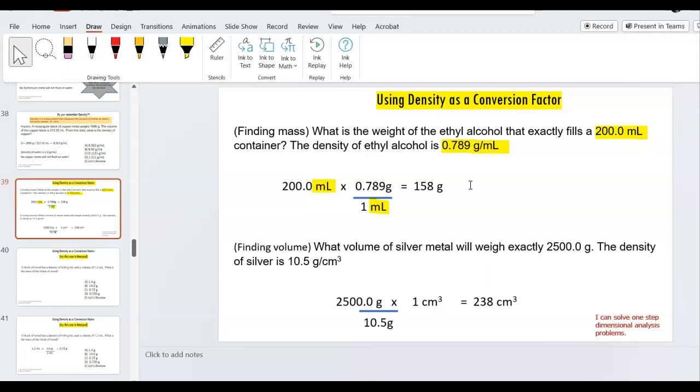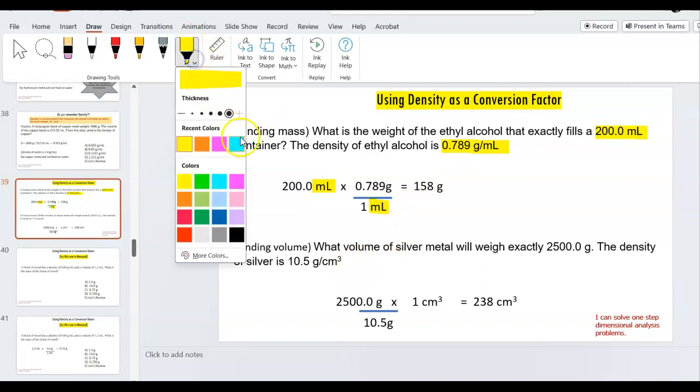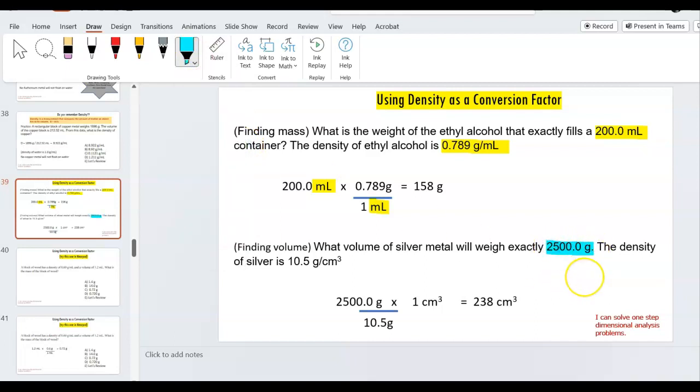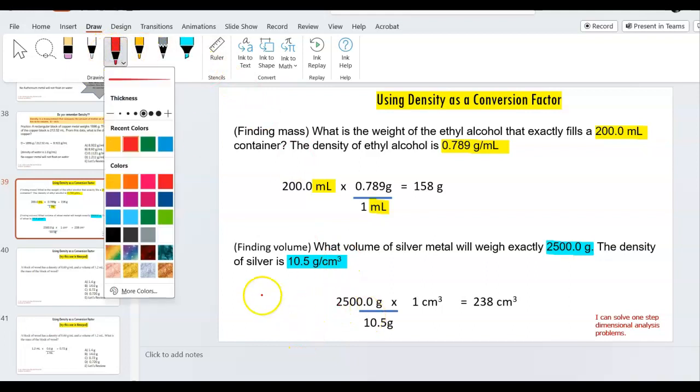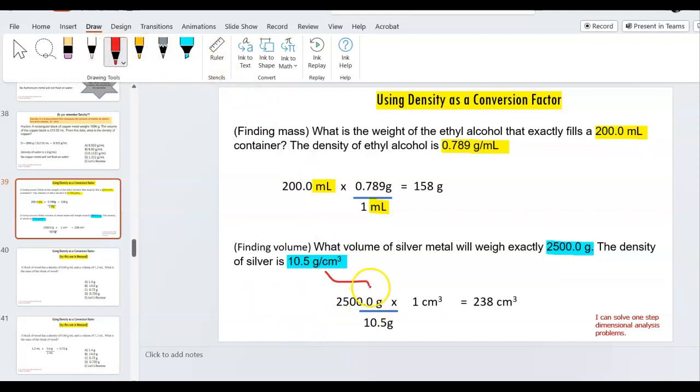At the bottom is another example. This time we have a mass given to us of 2,500 grams. They're giving us the density. And again, we want to find volume. So this time when we go to plug it into the problem, we need to flip it around.